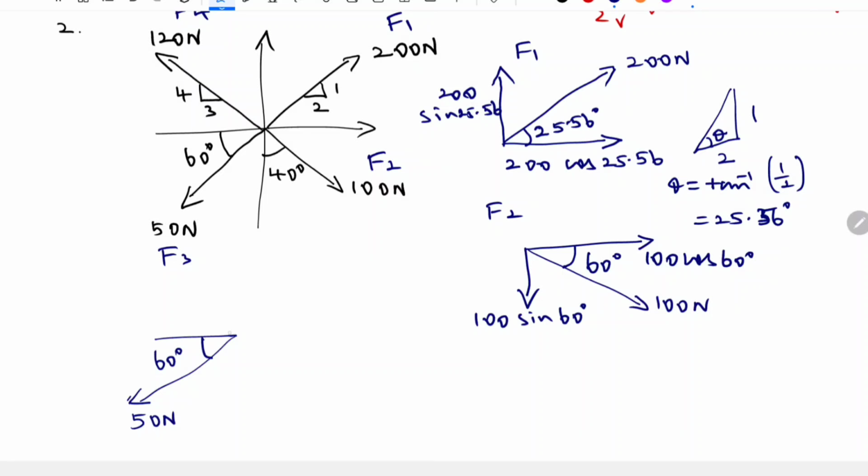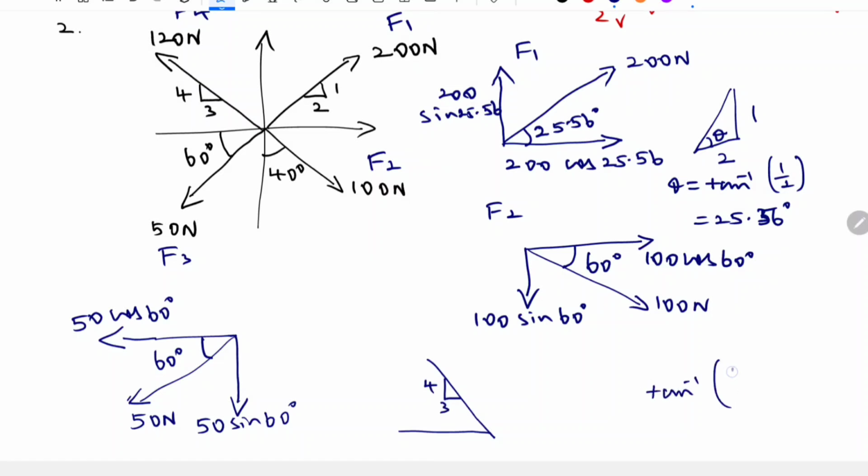Now, the horizontal component will be acting from right to left with the magnitude of 50 cos 60 degree, and the vertical component will be acting in the downward side with the magnitude of 50 sin 60 degree. Now, moving to the force 4, the force 4 is acting like this, and here also the relation is given as 4 by 3. So, if you take tan inverse of 4 by 3, then the angle will be 53.13. So, this is going to be your theta value. You can mark it here.